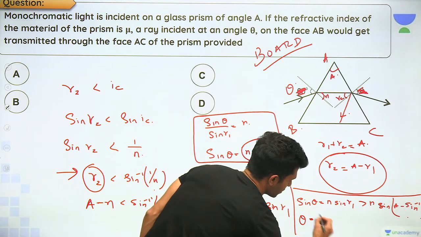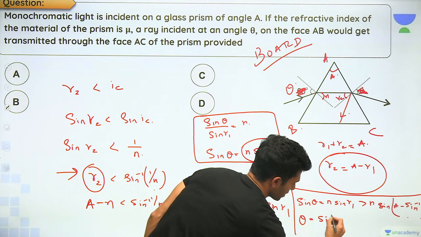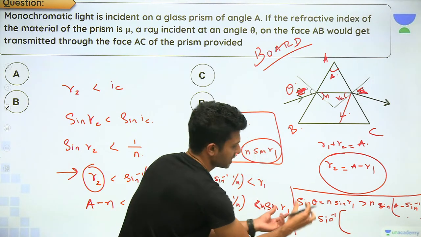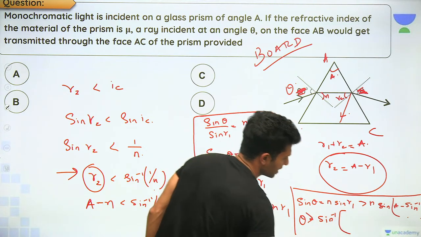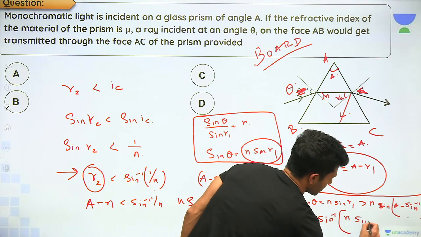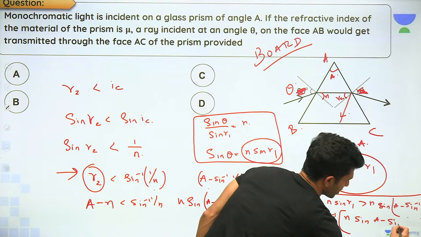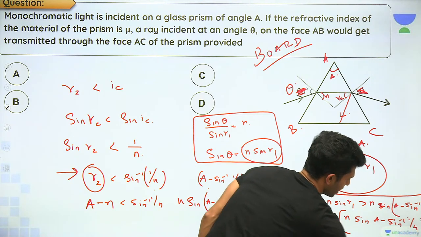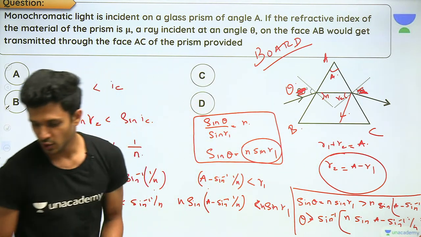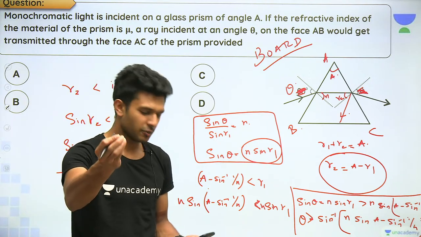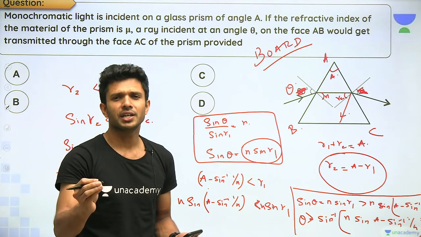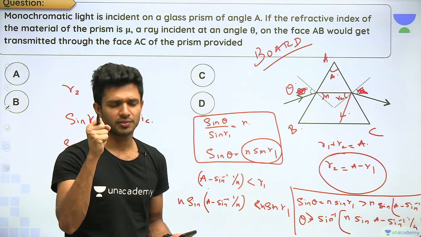So, theta will be greater than sine inverse of N sine of A minus sine inverse of 1 by N, the sine going to the right hand side as sine inverse. This is going to be the final answer. Obviously, it was a tough question, but only by doing tough questions, you're going to be super tough.